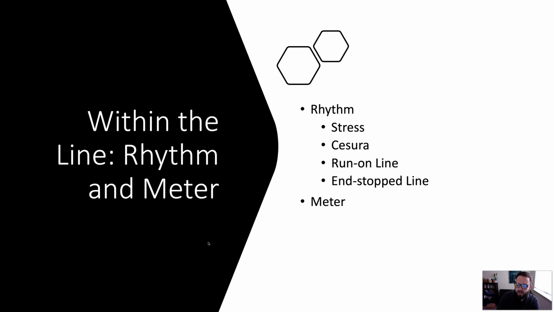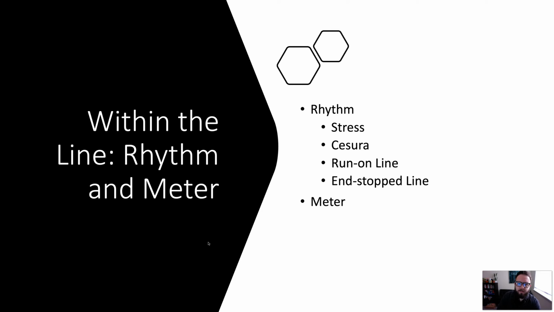Run-on lines are lines where we don't have a period or an exclamation point or a question mark or anything like that stopping our line. And so we do what's called an enjambment. We just read straight along to the next line of poetry. Just off the top of my head, an example that comes to mind is one of Shakespeare's sonnets that starts, "Let me not to the marriage of true minds admit impediments."